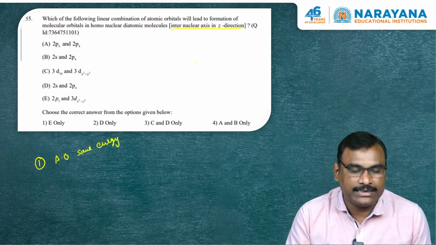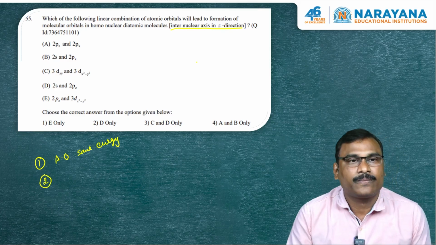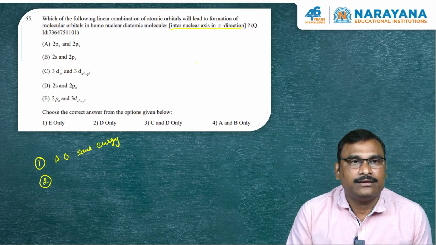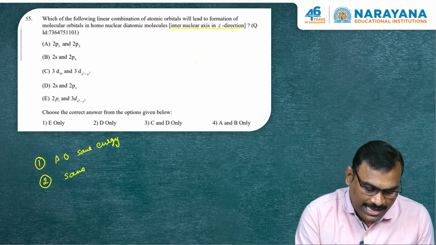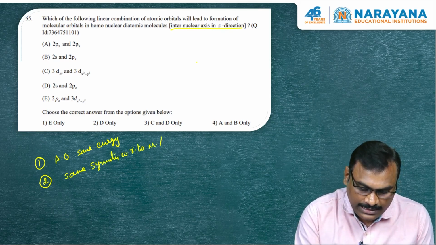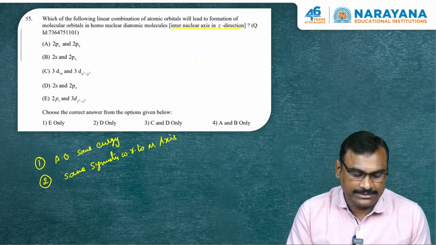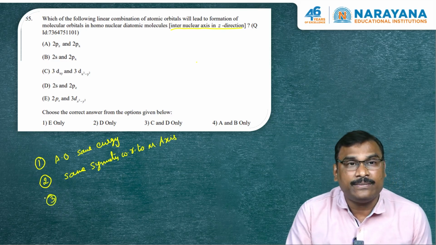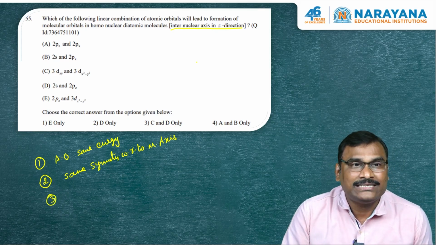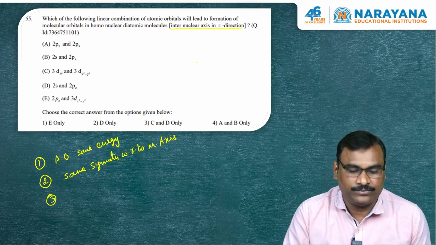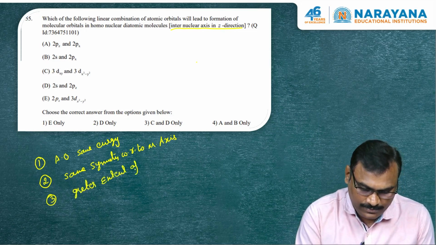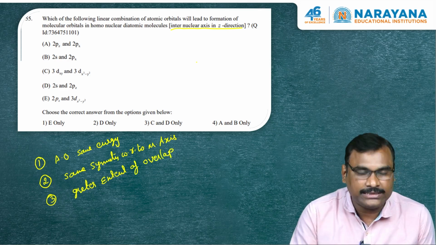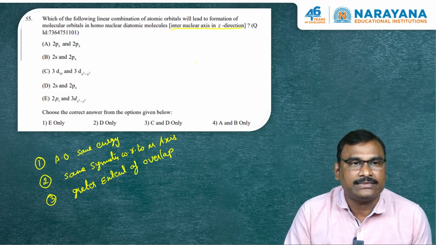Same or nearly same energy. The second condition is that the combining atomic orbitals should be symmetric with respect to the molecular axis, or have the same symmetry with respect to the molecular axis. And number 3, the combining atomic orbitals should also have maximum or greater extent of overlap. These are the 3 conditions for the linear combination of atomic orbitals.